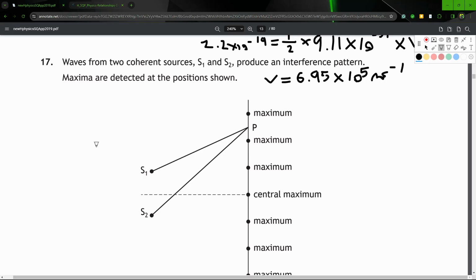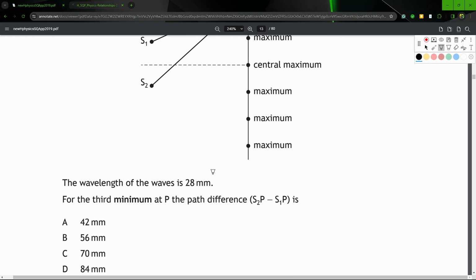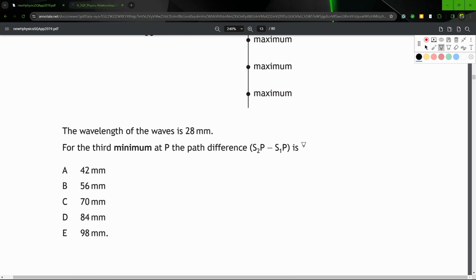Right, moving on to 17, and I've accidentally maximized my calculator. Right, 17, waves from two coherent sources, S1 and S2, produce an interference pattern, maximum detected position shown. The wavelength of the waves is 28 millimeters. For the third minimum P, the path difference is what?